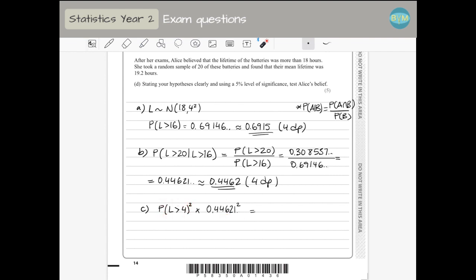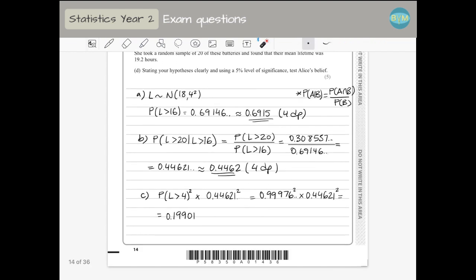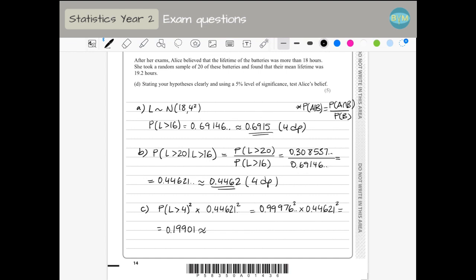Again, we find this with a calculator. This probability is quite large because 4 hours is not much for a new battery. And then this value here, and this is 0.19901, and they say show that it is 0.199 to 3 significant figures. So this is 0.199 to 3 significant figures.